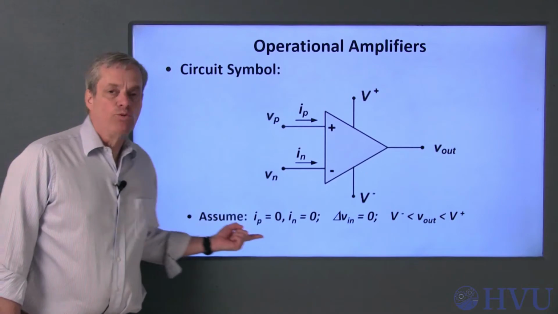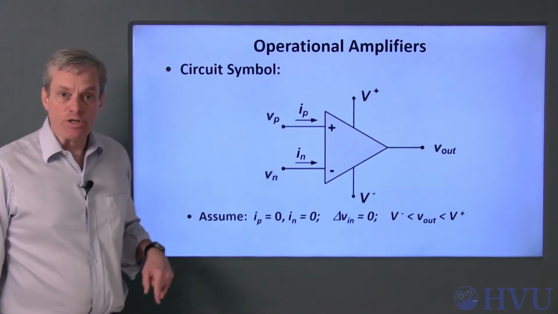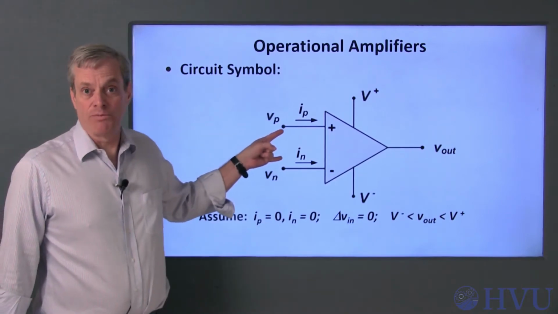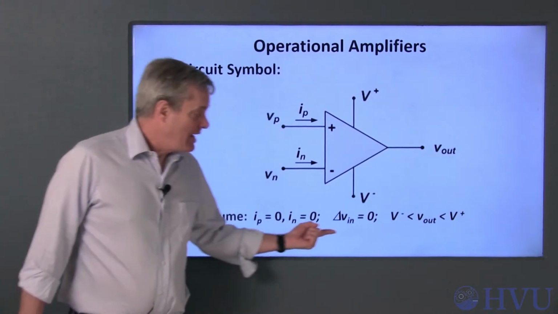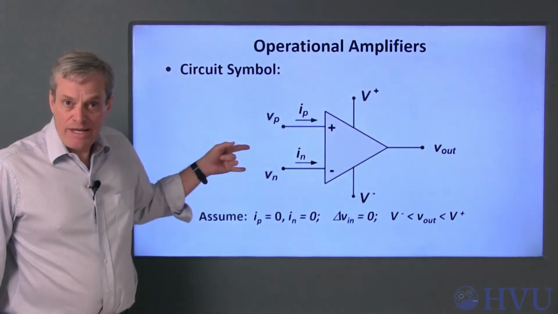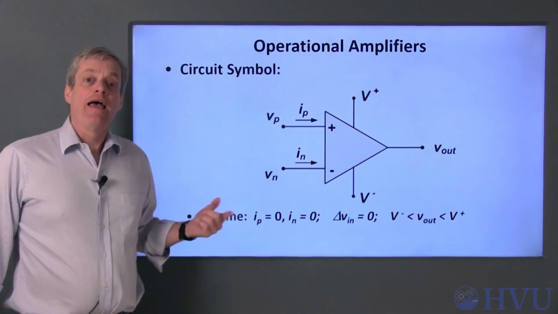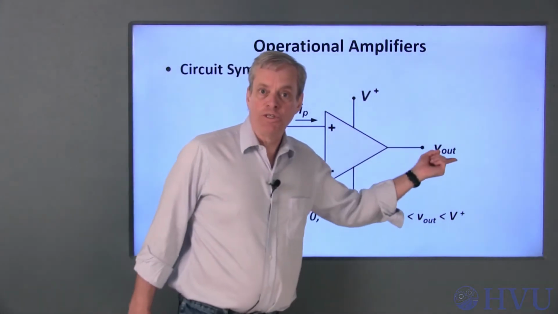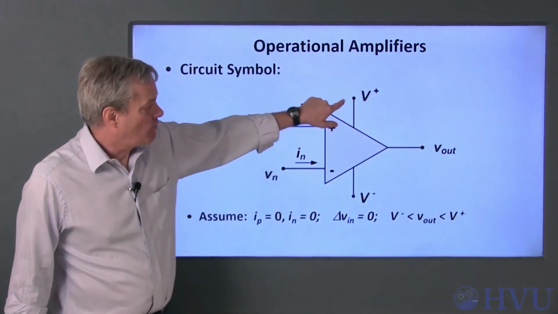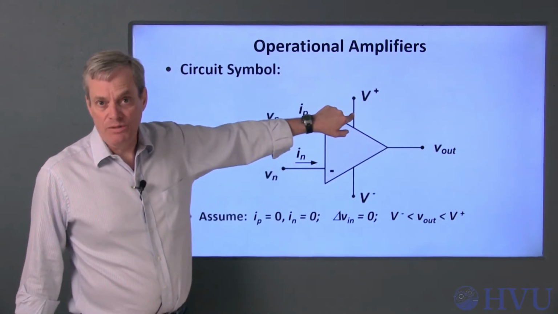We're using three rules to model their behavior. First, the currents into the input terminals are both zero. Second, the voltage difference between the input terminals is zero. And finally, the output voltage is constrained to be within the range of these external voltage supplies.